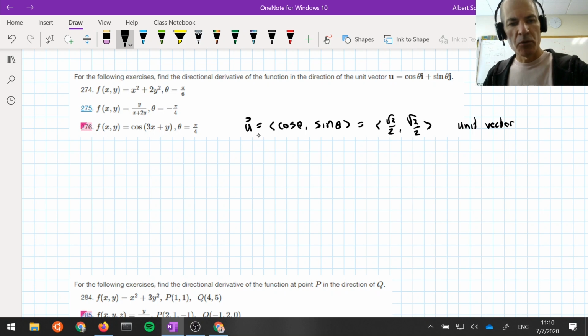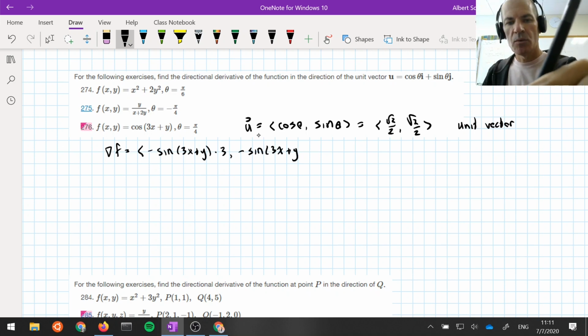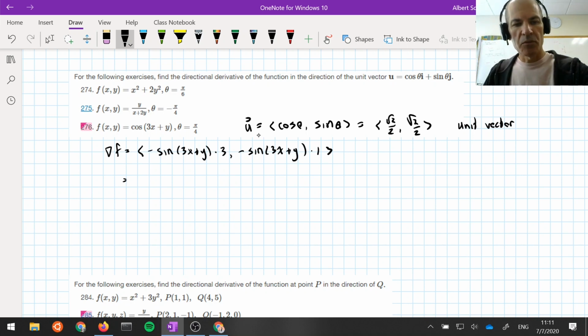To compute the directional derivative, of course, we need the gradient of this function. The gradient is going to be the vector whose first component is the partial of f with respect to x. That's minus sine of (3x plus y) times the derivative of what's inside with respect to x. So there's an extra factor of 3. And then the second component is the partial of f with respect to y, also minus sine of (3x plus y) times the derivative of what's inside with respect to y, a factor of 1. We can simplify this a wee bit. We can factor out a minus sine of (3x plus y). And what's left behind is simply (3, 1).